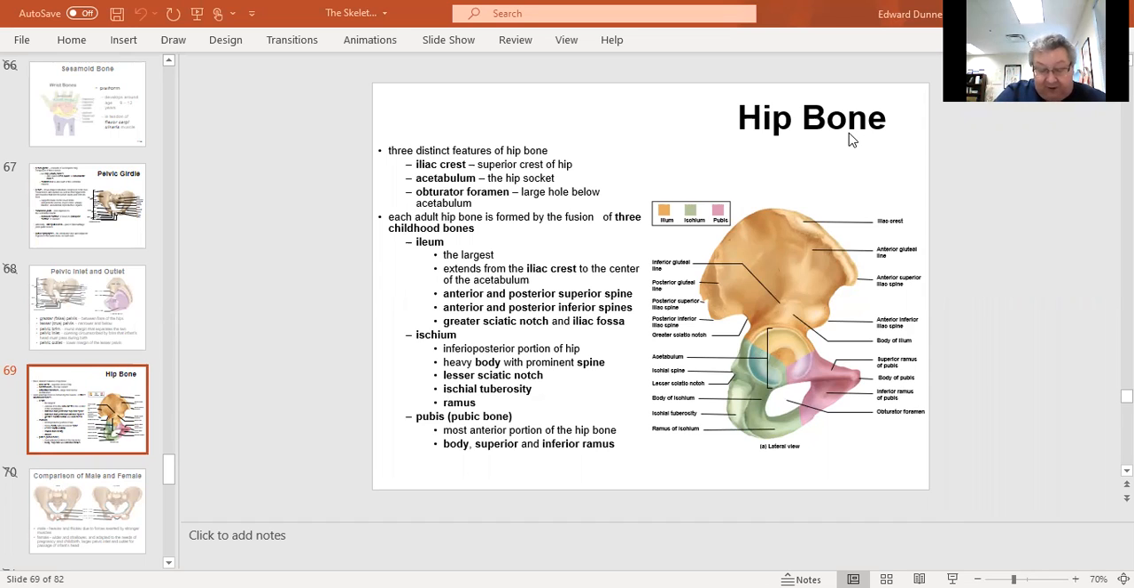From the iliac fossa itself, the iliopsoas comes from that area. Also, the gluteus medius and minimus come from that area. Remember, medius is just below the crest, and minimus is below the medius. The iliotibial band has the gluteus maximus muscle and the tensor fascia lata muscle.